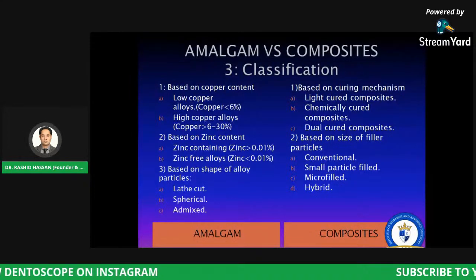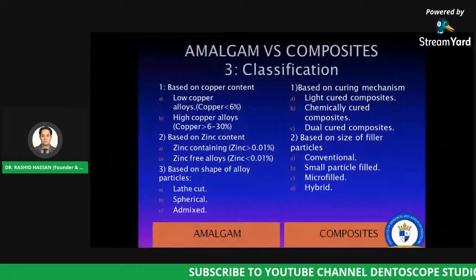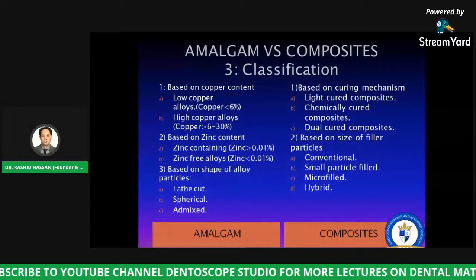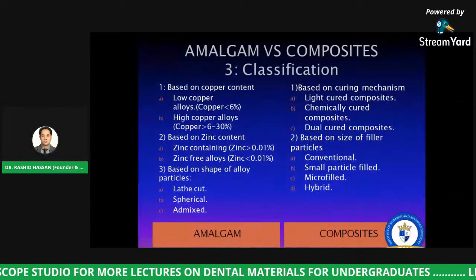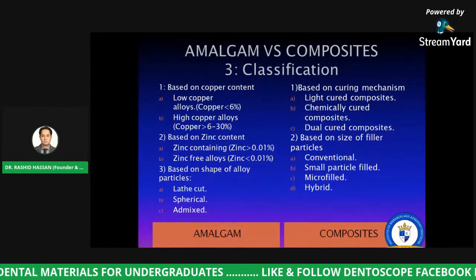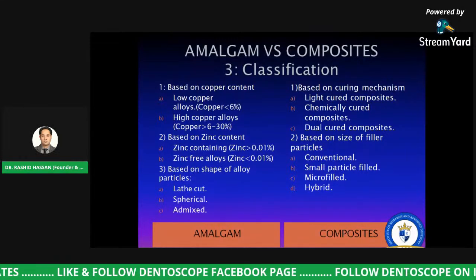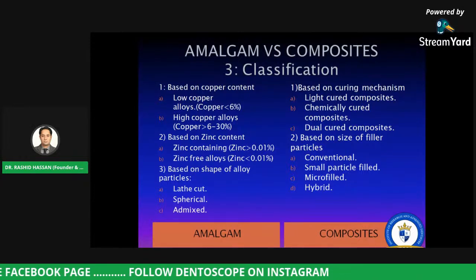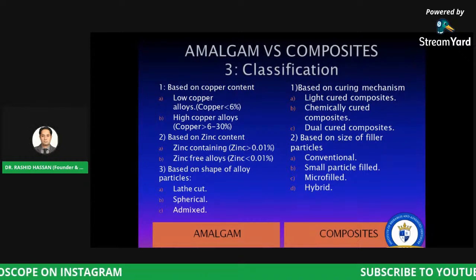Now coming to the chemically cured, which are basically seen in the paste formulation. Of the two pastes, one contains the initiator, the second paste contains the activator. When these two pastes are manipulated together, mixed together, the polymerization reaction starts. So the initiator is benzyl peroxide and the activator is tertiary amine in case of chemically cured dental composite.